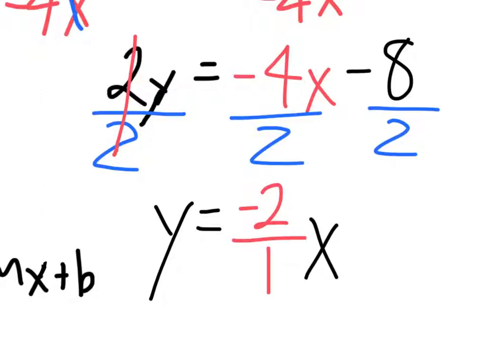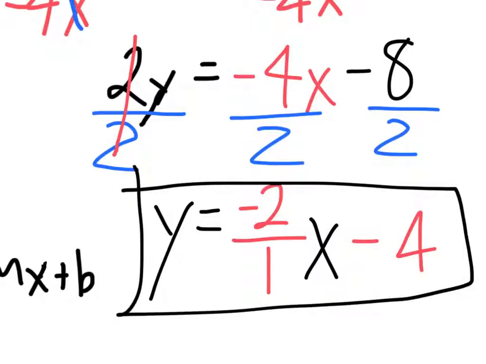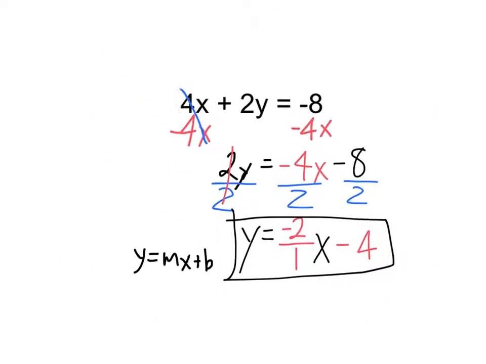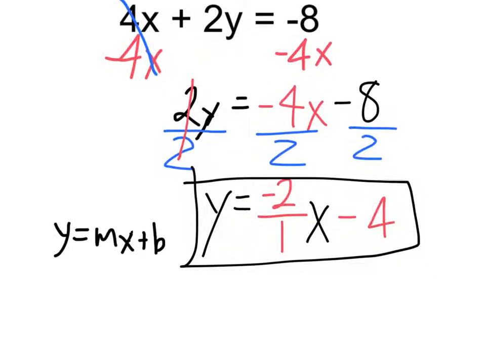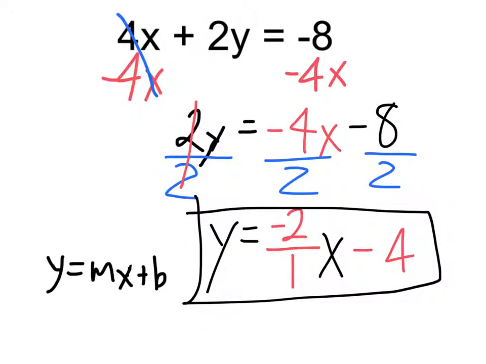x. And then here I see negative 8 divided by 2. That's going to give us negative 4. 8 divided by 2 is 4, and this is going to be negative 8 divided by 2. And so here we've got it. This is the answer. This is our slope-intercept form. We've converted it, and now that we've done that, we can chart this on our coordinate plane.